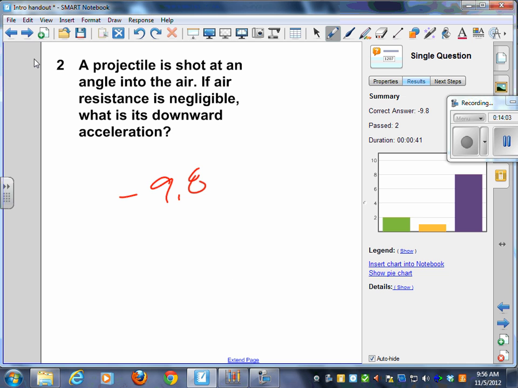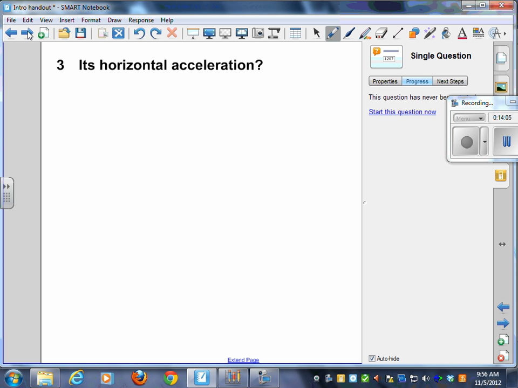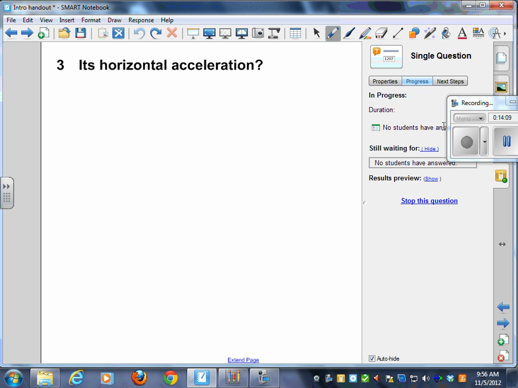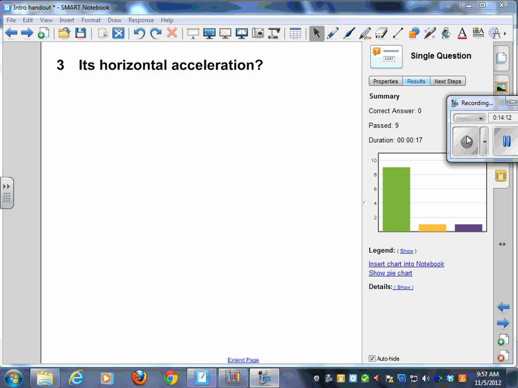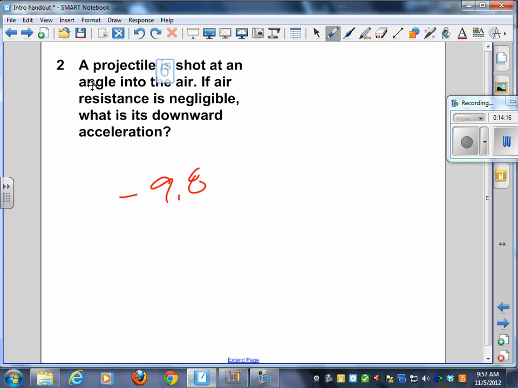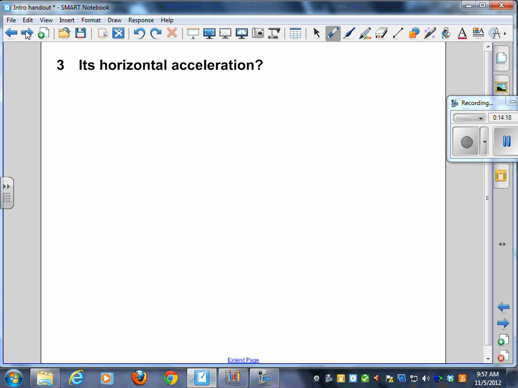Should be negative. Okay. Now, what is its horizontal acceleration? Answer? 0. Horizontal acceleration, 0. It travels at a constant velocity sideways. Constant velocity, the acceleration is 0.